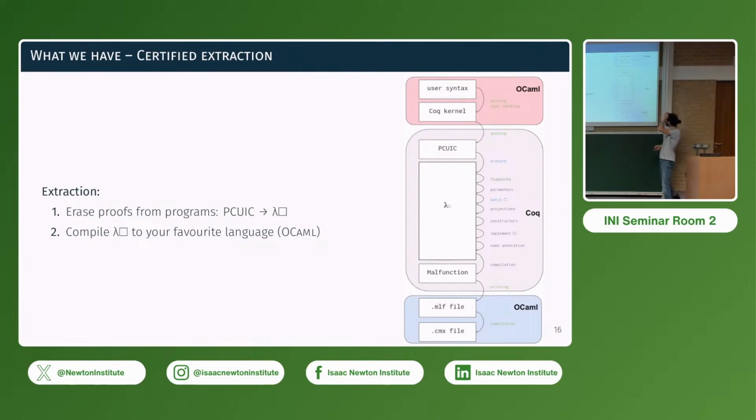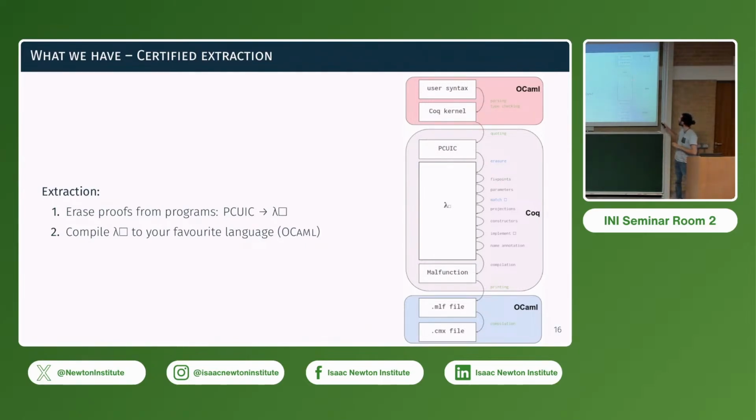Okay, and the last thing that I'm not going to talk about too much, because honestly I was not really involved in it directly, is the certified extraction. The picture is not very colorful, but pquick is here. This is the part of the picture you had before. You start with the Coq thing that you write, that's parsed and type checked in OCaml, then you quote it to pquick. Then we have this fancy thing called lambda box, which is basically the same as pquick, but where all proofs are erased. So you remove all the proof content that's not supposed to contribute to your programs.